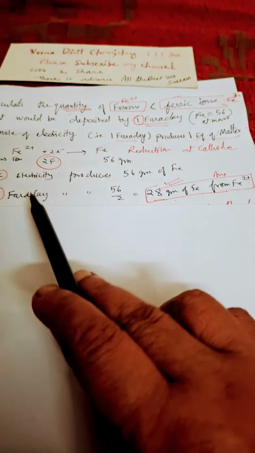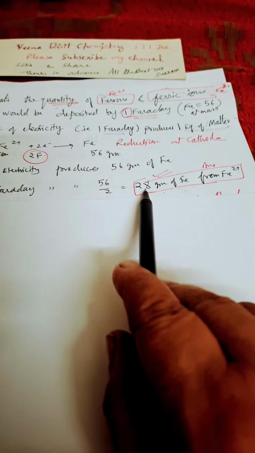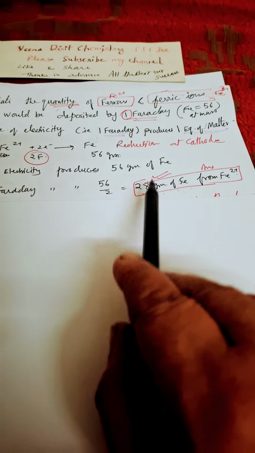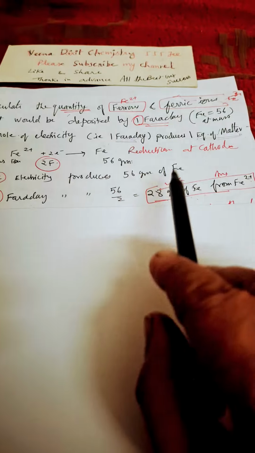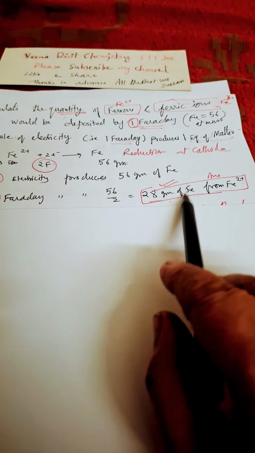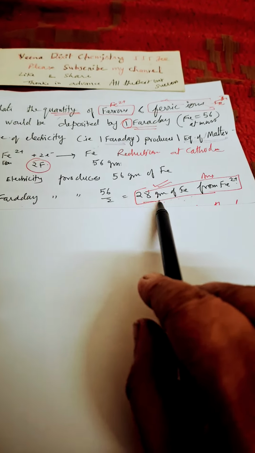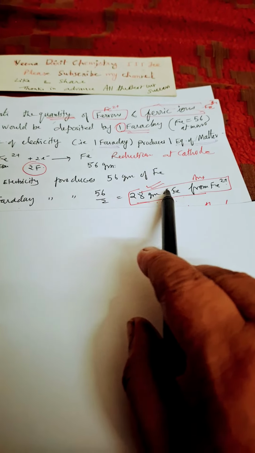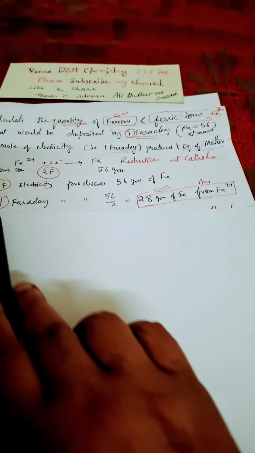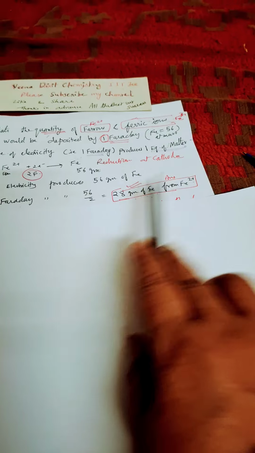Clear to you? 1 Faraday produces how much? 28 gram of iron. So this is the equivalent weight of iron. Why I am saying and repeating it, because sometimes you can be asked the equivalent weight also, and you find out the equivalent weight in this case. Okay, so Fe salt here is having 28 gram.